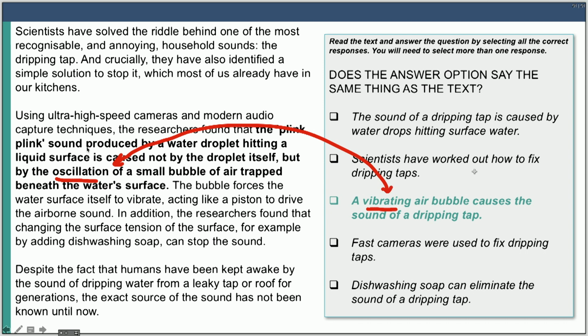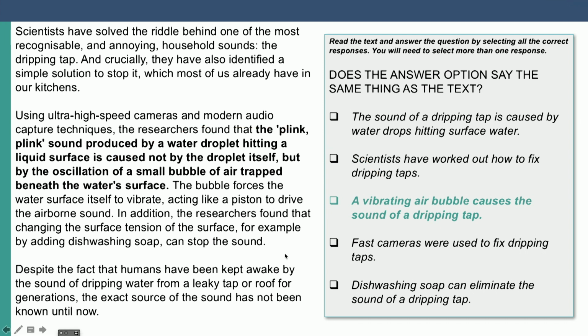It's not using the identical same words, it's going to use synonyms, right? Okay, so these two do say the same thing, and it's about the air bubble, the trapped air bubble causes that sound. Cool. We found our first correct answer option. Okay, let's keep going. Push through to number four.